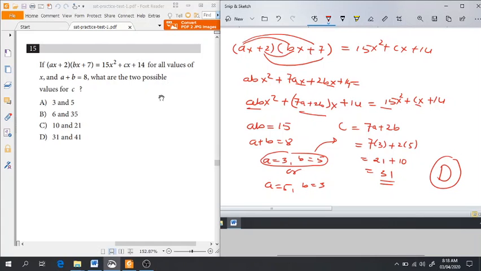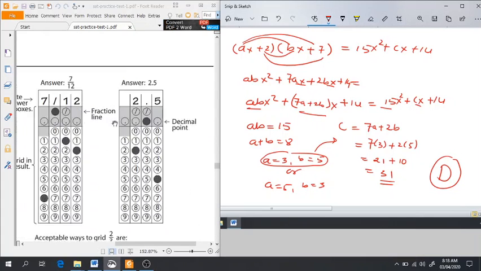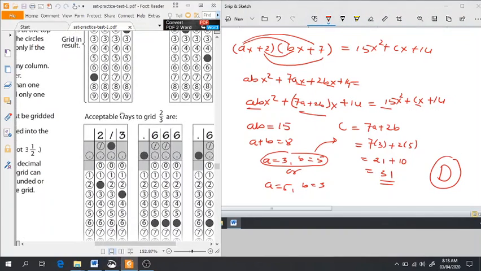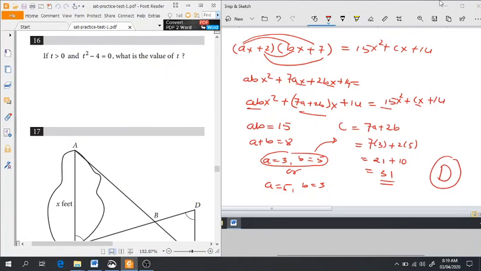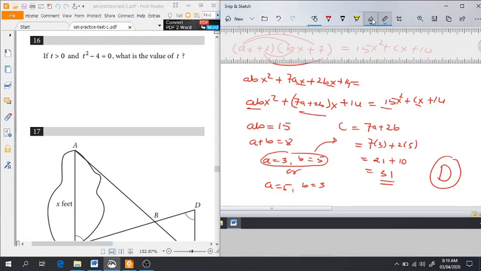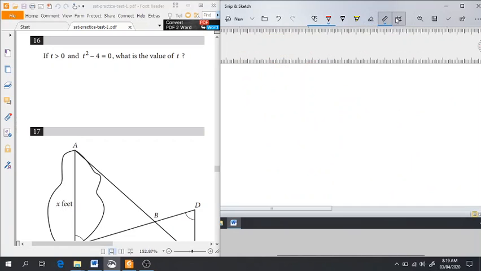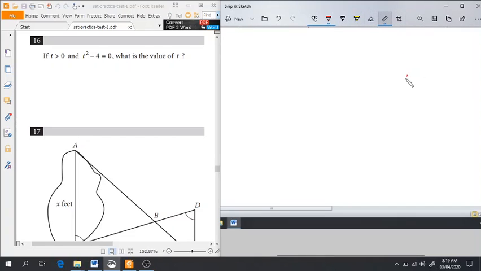Alright. So now let's move to the other part of the test. This is student-produced response questions, or grid-in questions. So question number 16.